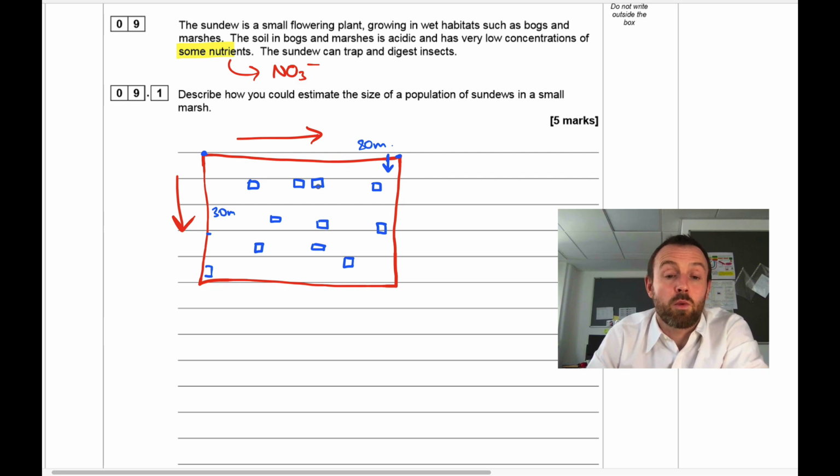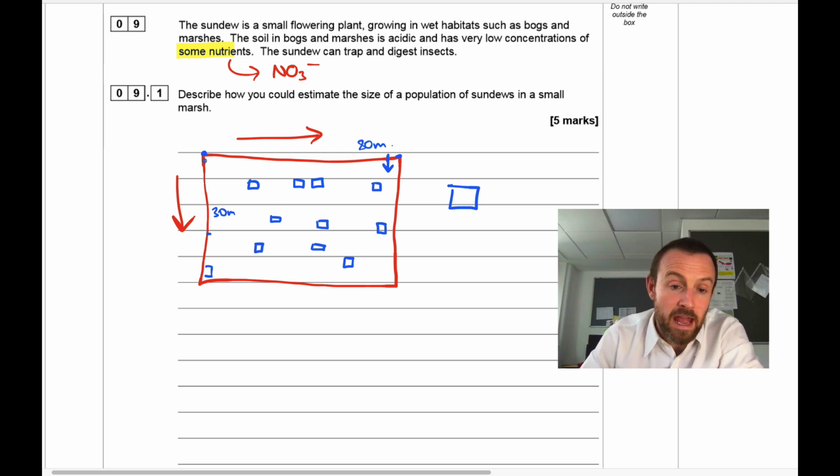And then you work out the average or the mean number of sundews per quadrat. And then if your quadrat is 1 meter squared, let's say, you times the average number of sundews by the total area to get the estimate for the population. Okay, so that's how you would do it.